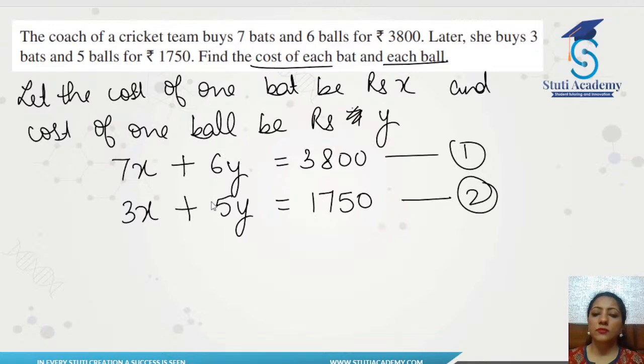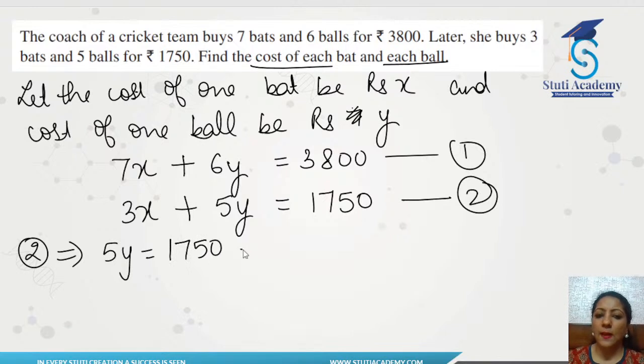Now, we'll solve them by substitution method. So, here I am taking the second equation. Let's say we take the second equation. I'm writing here y in terms of x. So, 5y equal to 1,750 minus 3x. I've taken this 3x on the other side. It has become minus 3x.